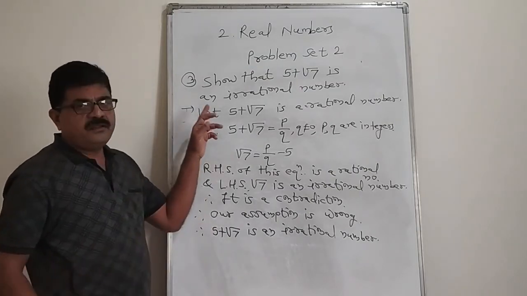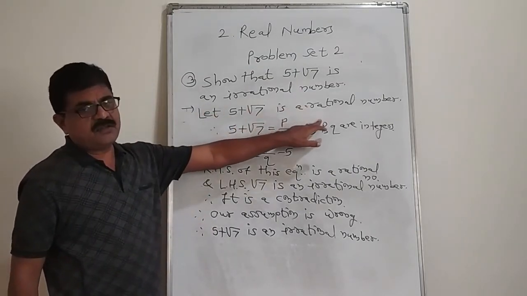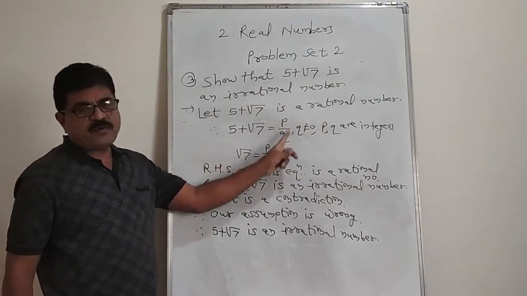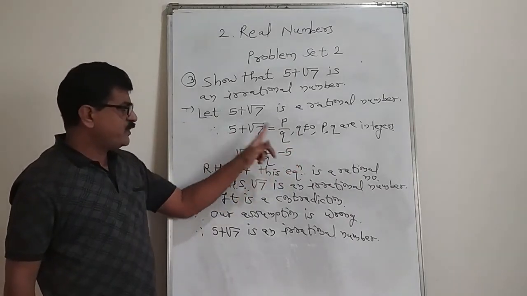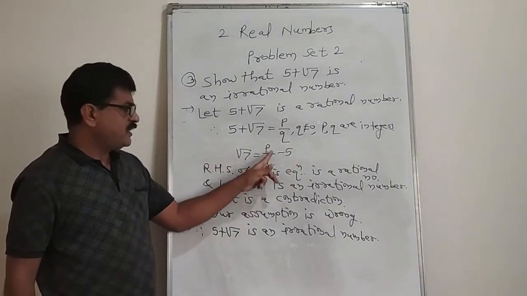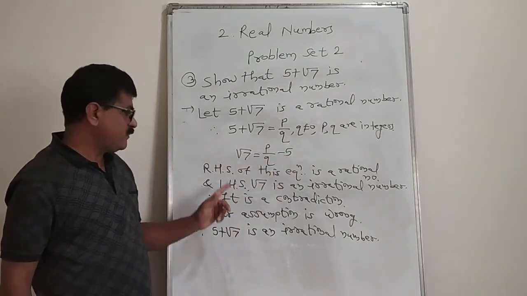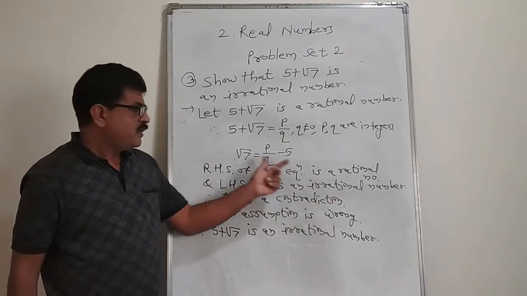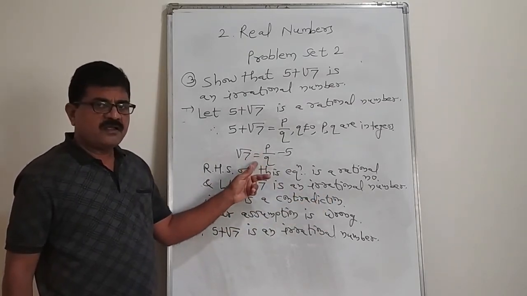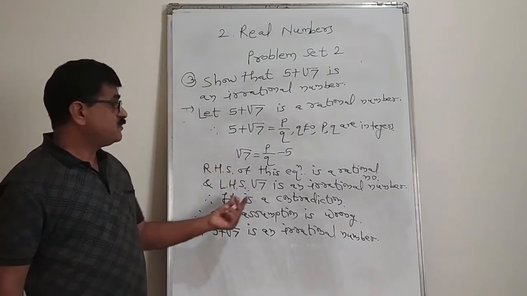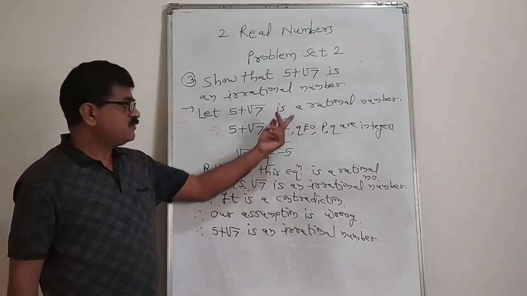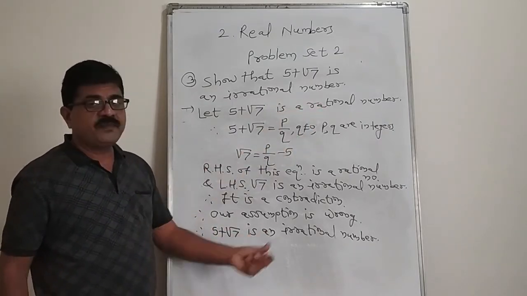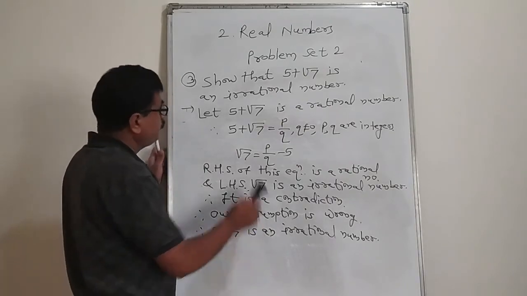Now let us see here. First we consider this is a rational number. Therefore, we can write this in the form P upon Q. Transfer this 5 to the right hand side. Right hand side P upon Q minus 5 is a rational number. And left hand side is an irrational number. Therefore, it is a contradiction. Therefore, our assumption is wrong. Our assumption is rational number. This is wrong. Therefore, 5 plus square root 7 is an irrational number.